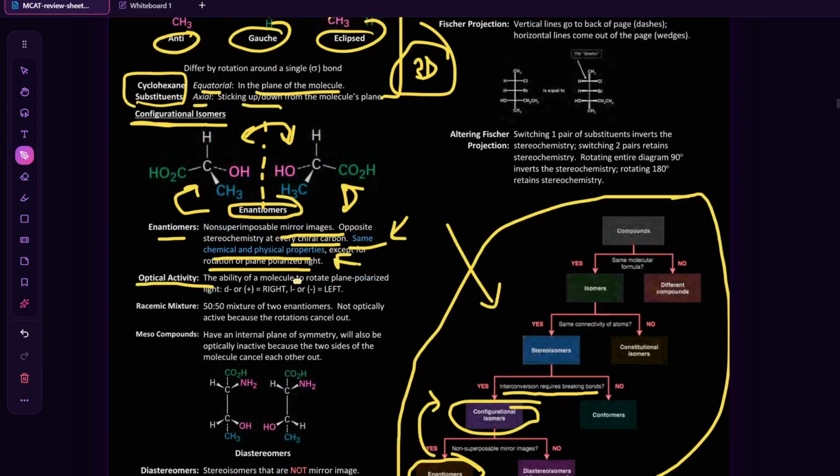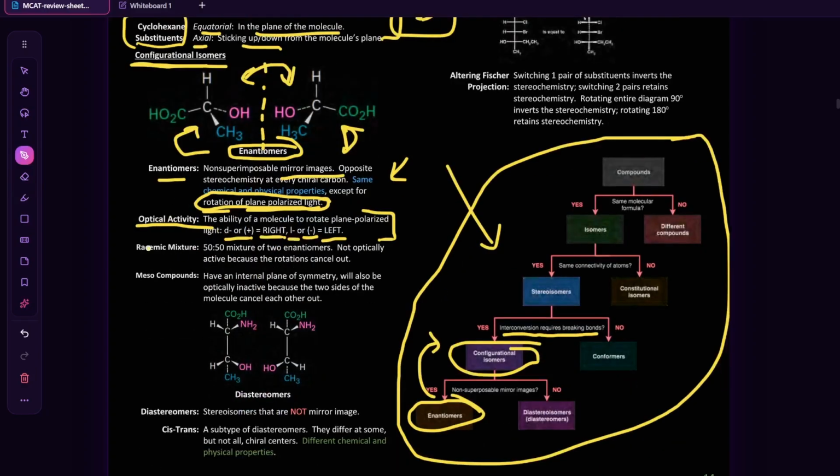Optical activity. So what is optical activity? It's what it's referring to over here, the rotation of plane polarized light. So it's the ability of a molecule to rotate plane polarized light. If D or plus means it can rotate to the right, L or minus means it can rotate plane polarized light to the left. Depending on the molecule, it will have different optical activity. The racemic mixture is a 50-50 mixture of 2 enantiomers, and it's not optically active because the rotations cancel each other out. That's important to note, that rotations can cancel each other out if it's plus and minus.